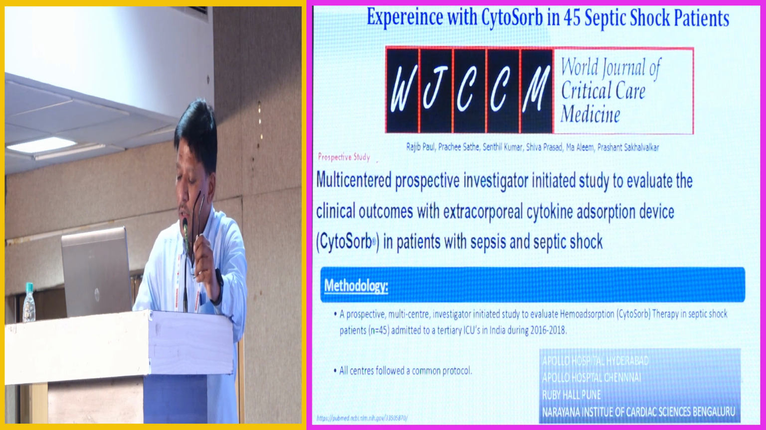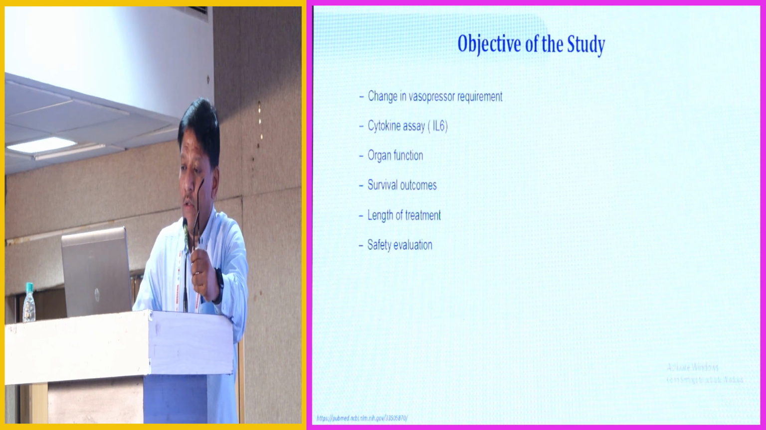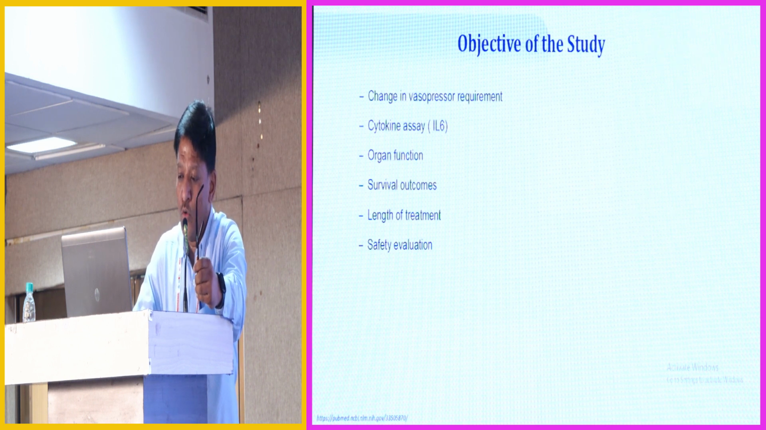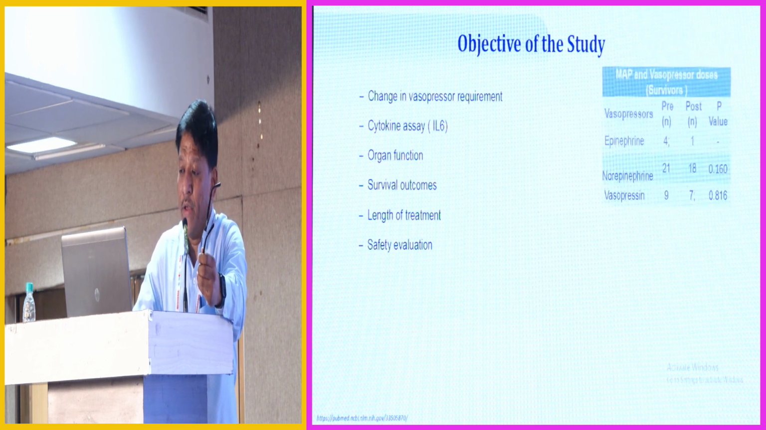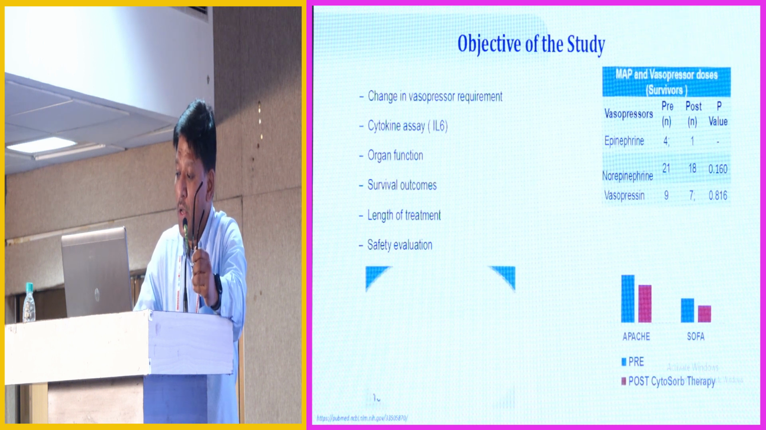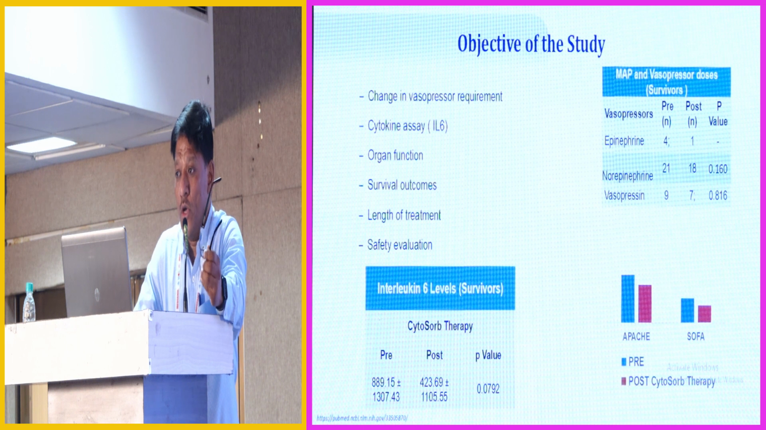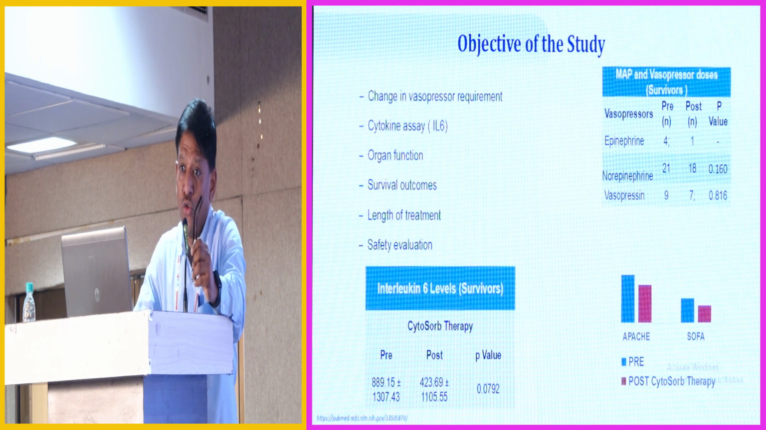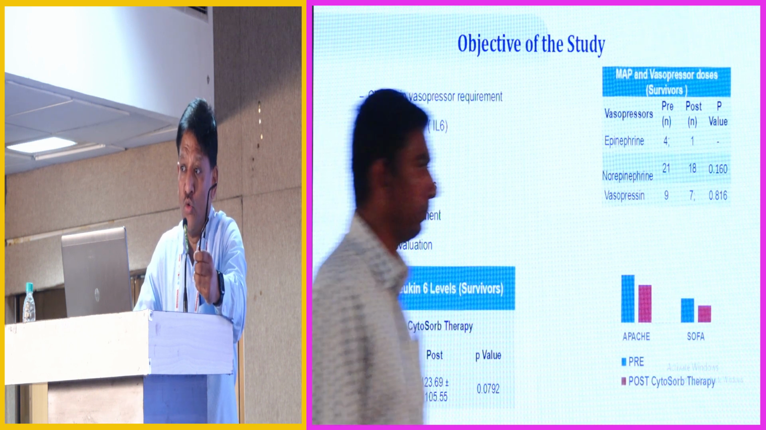All of us basically used it, this was in 2016 to 2018, and we looked at various parameters: vasopressor requirements, IL-6 levels, organ function, survival outcomes, length of treatment, and safety. We saw that in patients who received CytoSorb, there was a reduction, though a non-significant reduction, of vasopressor requirement, APACHE scores, and SOFA scores. IL-6 was the only cytokine that we measured. There was a reduction in the IL-6 group. That is what the filter is supposed to do.